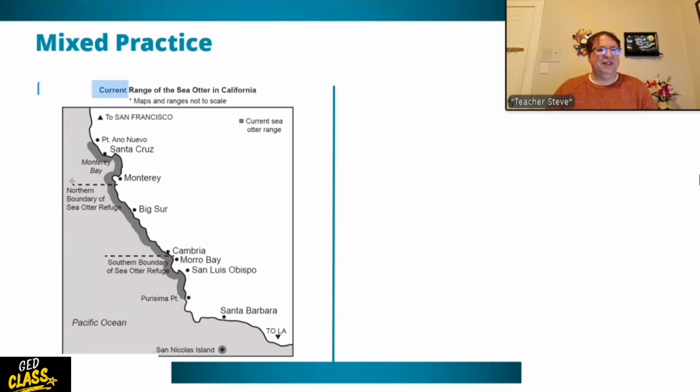And in fact, if we look here, these two lines, that is when the passage mentioned the sea otter refuge where they were trying to reinvigorate the population. That's specifically where it was, apparently right around Big Sur.